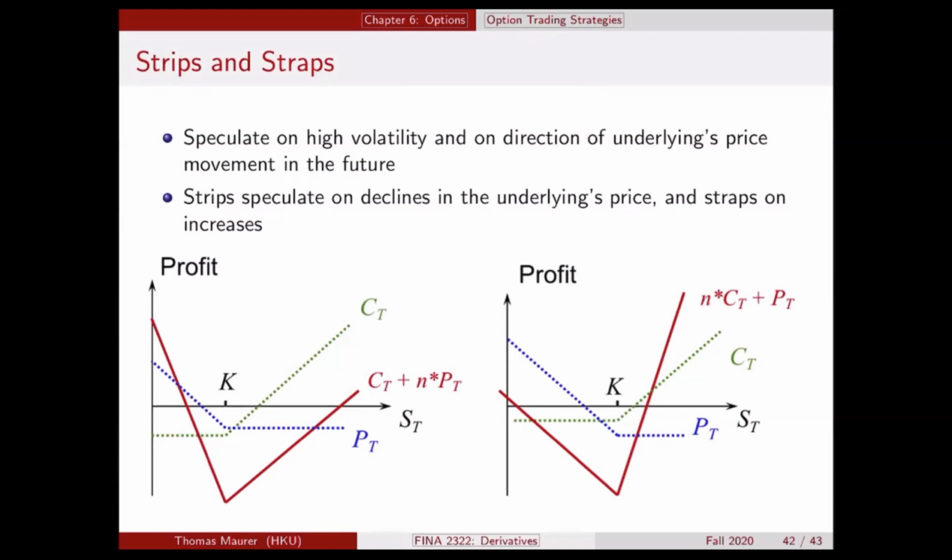On the other side, straps are a combination of n call options and one put option, the mirror image of strips. And here, similar to strips, you lose some money if the price of the underlying doesn't move much and stays close to strike price K. On the other side, you reap very large profits if the price of the underlying increases, and you may also get some moderate profits if the price of the underlying decreases. So in that sense, again, it's a speculation that the price moves a lot, but it is better if the price increases, because that's where you get much more profits. But if it decreases a lot, you may also get somewhat moderate profits.